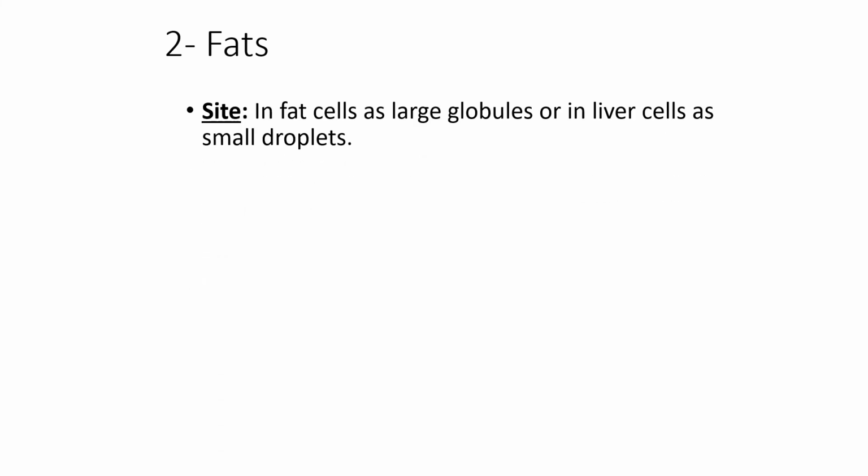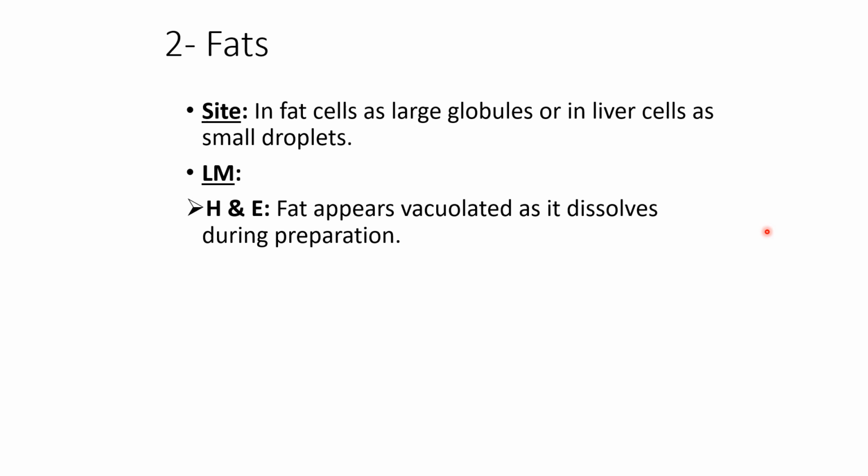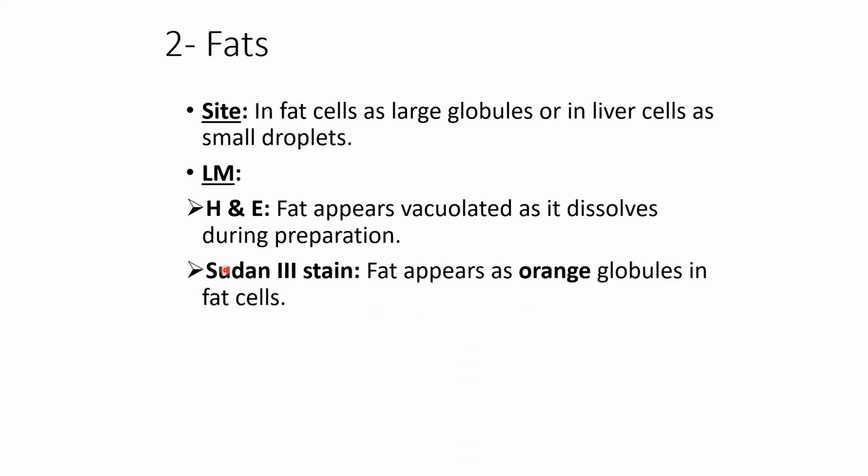Other stored inclusion food is fat. The fat accumulates in fat cells as large globules, or in the liver cells as small droplets. By the light microscope, using hematoxylin and eosin, the fat appears as vacuoles as it dissolves during preparation. So it needs to be stained with a special stain known as Sudan 3. Fat appears as orange globules in fat cells.